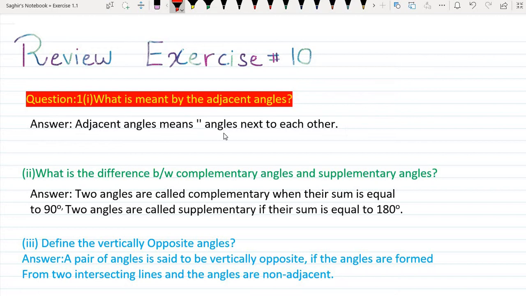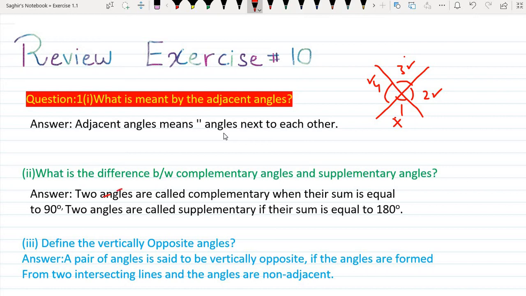For example, here I have two lines. There are four angles in these two lines: 1, 2, 3, 4. 1 is adjacent to 2. 2 is adjacent to 3. 3 is adjacent to 4. 3 and 1 are not adjacent. They are vertical angles, but not adjacent.